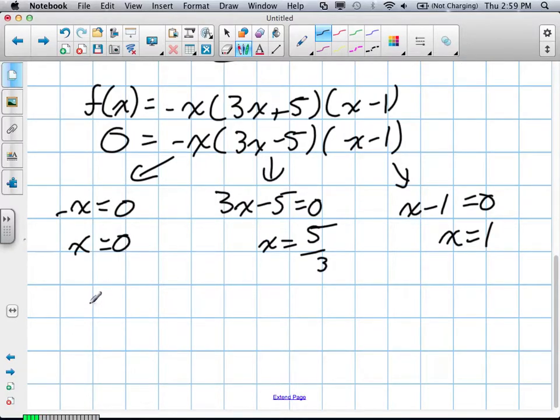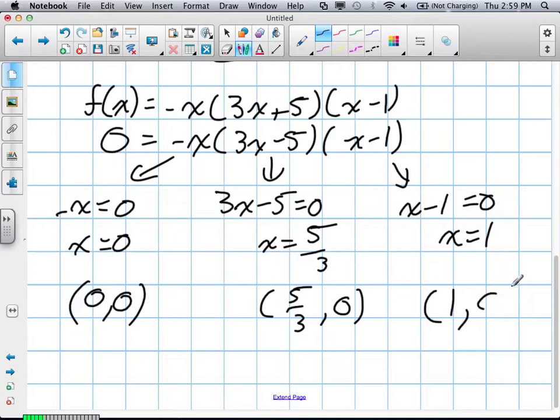In other words, my x-intercepts are, remember, this is when y is 0: 0 and 0, which we already knew from the y-intercept, negative 5 over 3 and 0, and again, 1 and 0. So those are all major points. Wait, this one? When the 5 comes over, it becomes negative. Oh, you're right, it was positive in the first one, so this becomes negative. Okay, thank you. So negative 5 over 3.